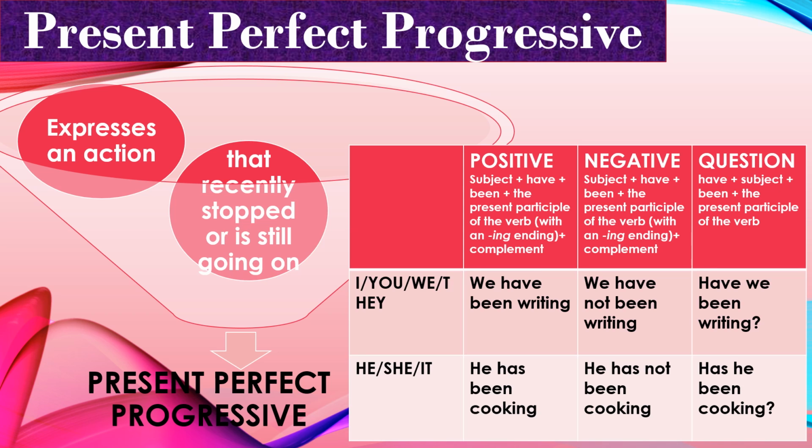In the negative form, we must use subject plus have plus not plus been plus the present participle of the verb. For example, we have not been writing or he has not been cooking. For the question form, we must use have plus subject plus been plus the present participle of the verb. For example, have we been writing? Has he been cooking?